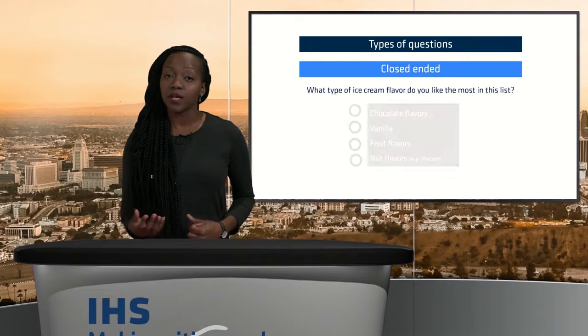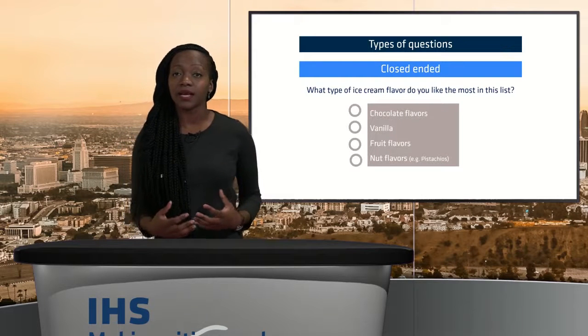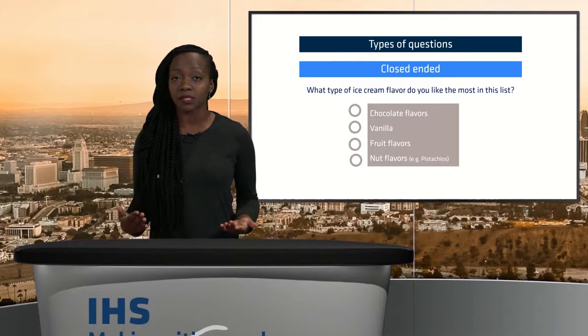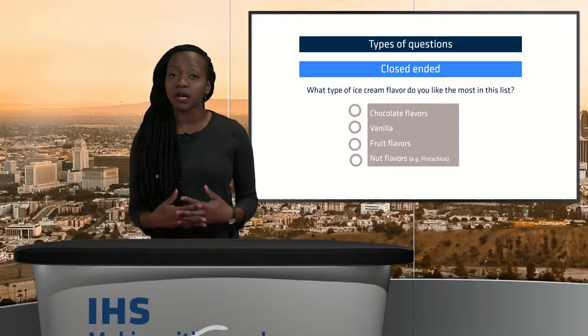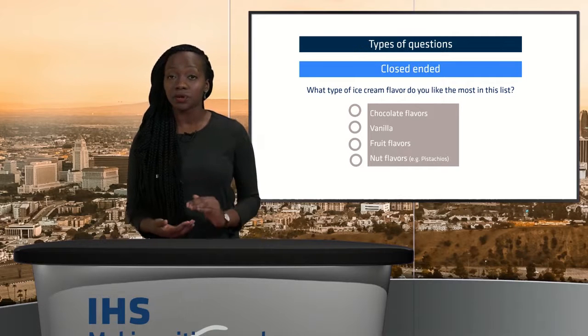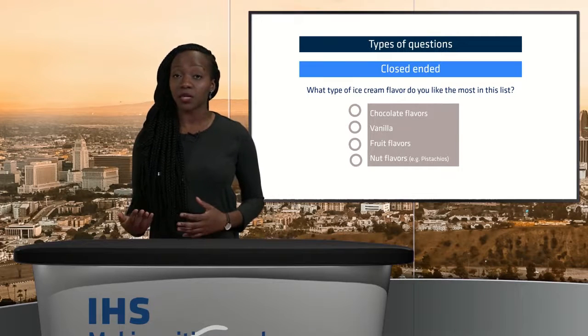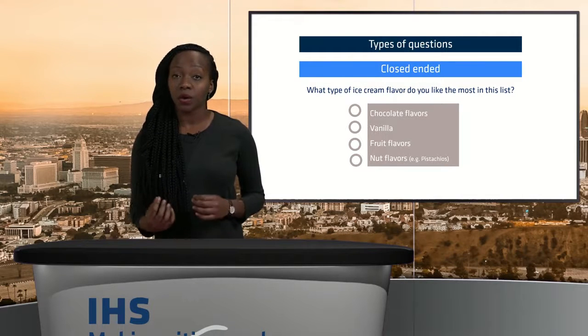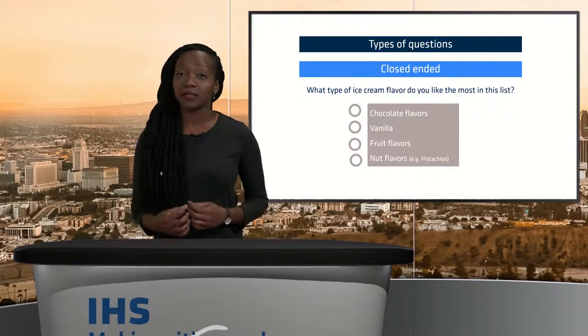Now, closed-ended questions ask the respondents to choose from a list of responses. These types of questions are easy and quick to fill in. They minimize discrimination against the less literate, and most importantly, they are easy to code, record, and analyze quantitatively.